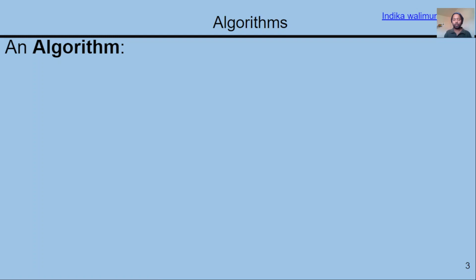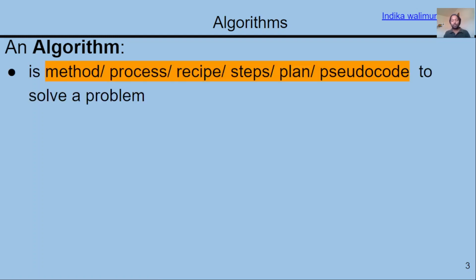Let's talk about what an algorithm is. An algorithm is a recipe or a method to solve a given problem. There are a bunch of synonyms that are closely and loosely related: a method, a process, a recipe, a bunch of steps, a plan, or pseudocode. Usually we use plan and pseudocode most commonly.